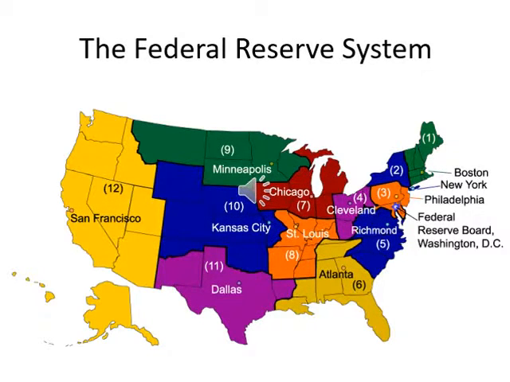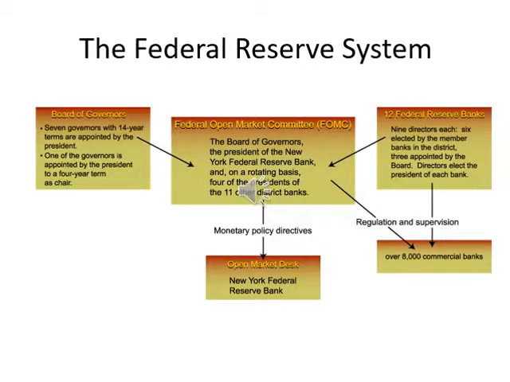The map shows the location of the 12 regional Federal Reserve banks. Structure of the Federal Reserve System.